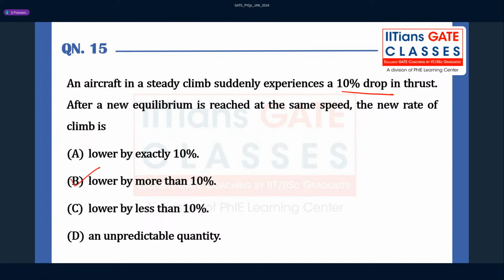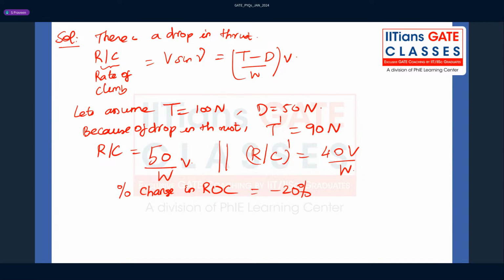If no doubts, then let me go ahead. Again, let me just repeat what I said over here. It is a steady rate of climb, so the ROC is T minus D by W. Because we can't solve directly like this, let's give in some values to ease our simplification. T, let's fix it as 100 Newton, and D, let's fix it as 50 Newton. And now the new thrust is basically 90 Newton. Because of this, the original rate of climb is 50 V by W and the new rate of climb is 40 V by W. So there is a percentage decrease of 20%. Hope you guys understood.